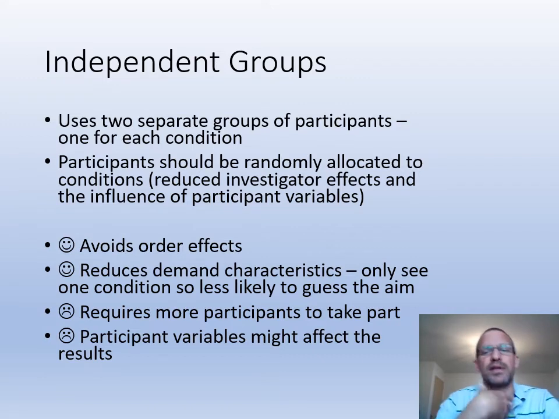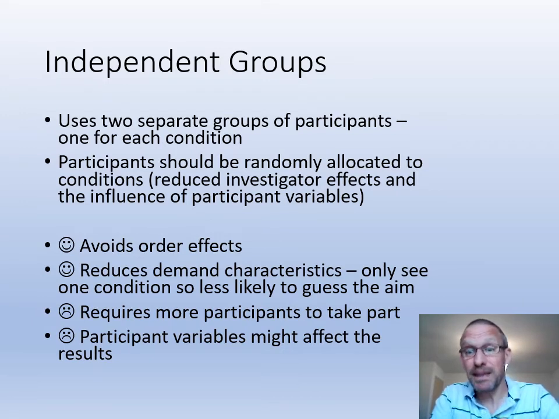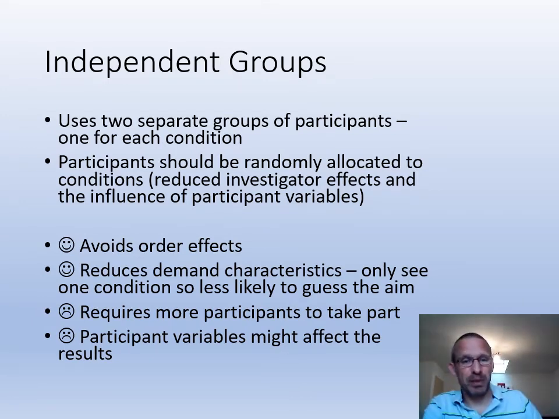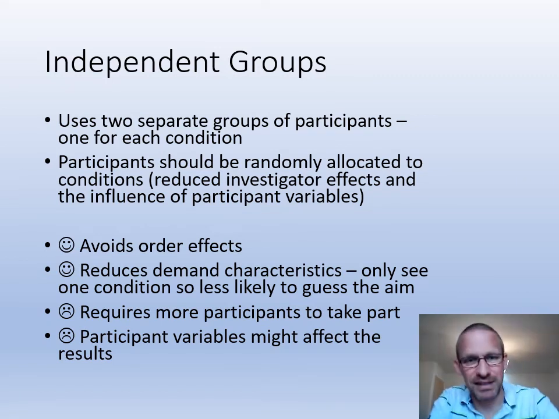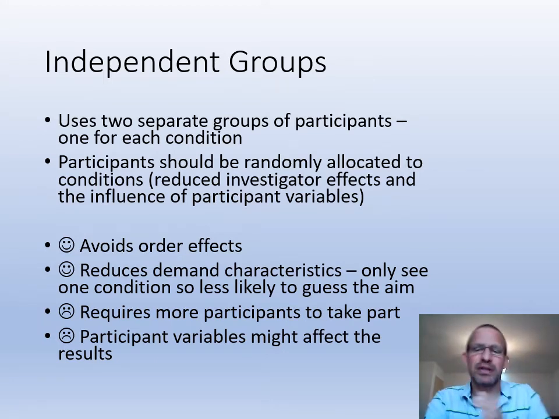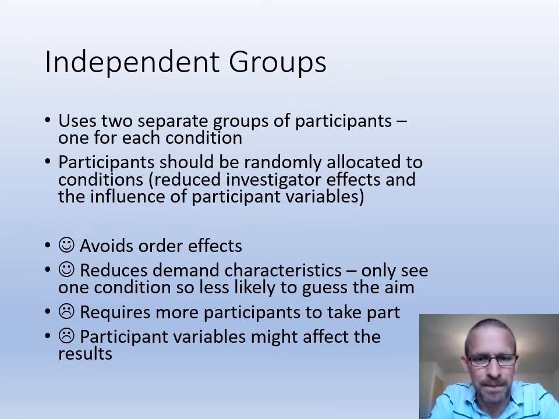So what's the good thing about doing this compared to the last one? As I said, these points will seem familiar. It's just the reverse. So if you've got the problem of order effects with repeated measures, then you avoid order effects with independent groups. They only do one condition. Likewise, the demand characteristics, guessing the aim. If you only do one condition, you're much less likely to guess the aim of the study.